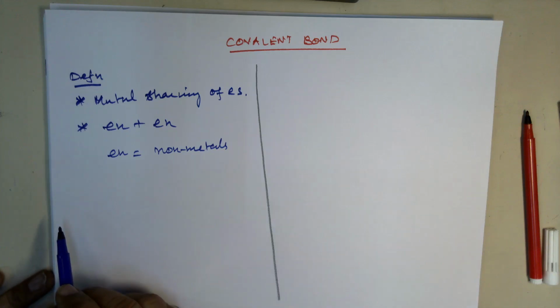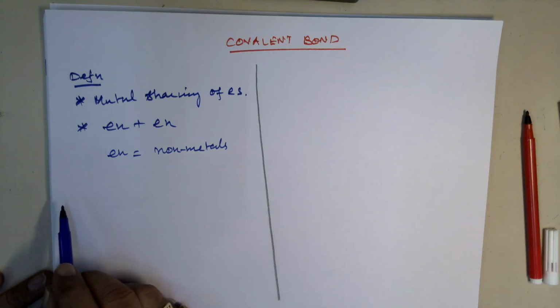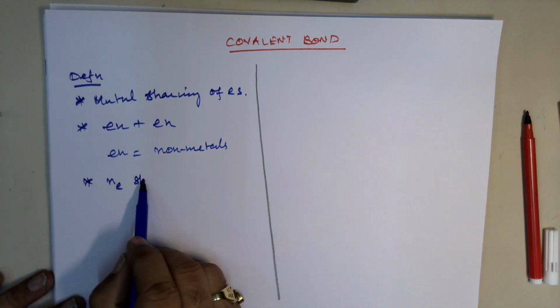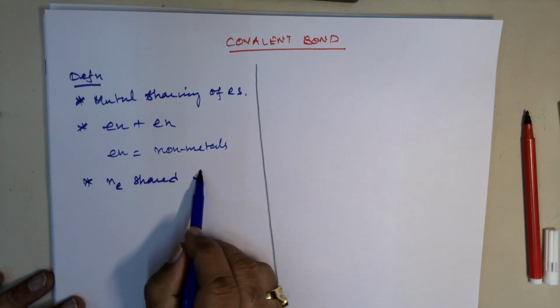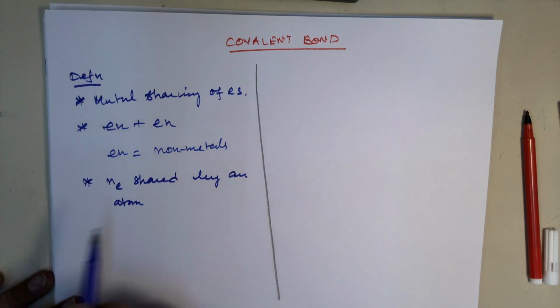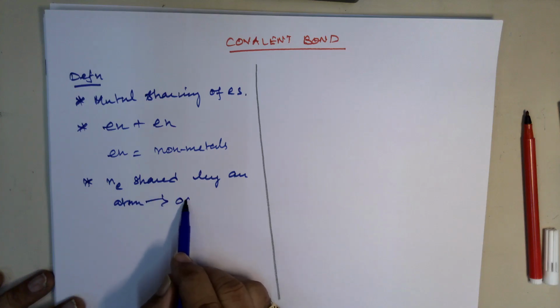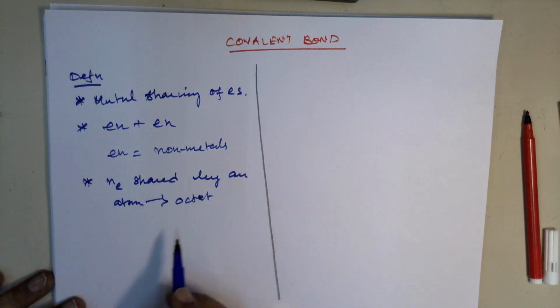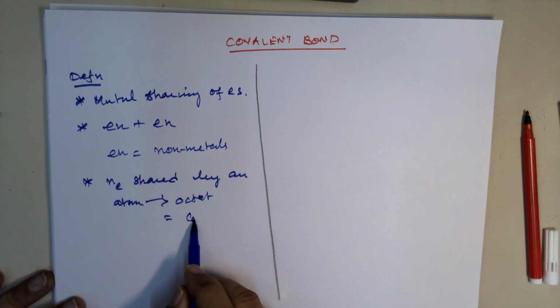The number of electrons shared by an atom in order to complete the octet is called covalency.